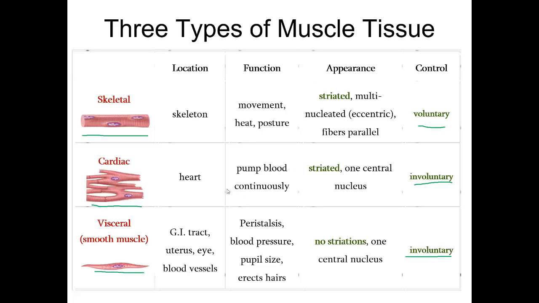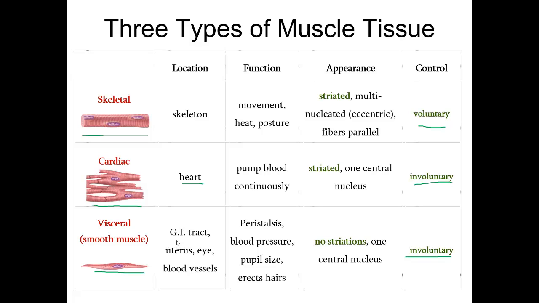Now, cardiac muscle is heart muscle. Visceral muscles are smooth muscles that are involved elsewhere along the visceral organs. So in the GI tract, the uterus, the eye muscles, erector pili muscles in the integumentary system, blood vessels, those kind of muscles. Intestinal muscles, those are all visceral muscles.